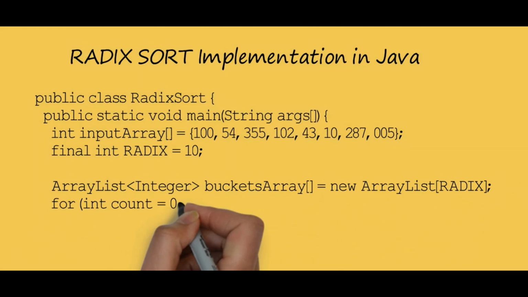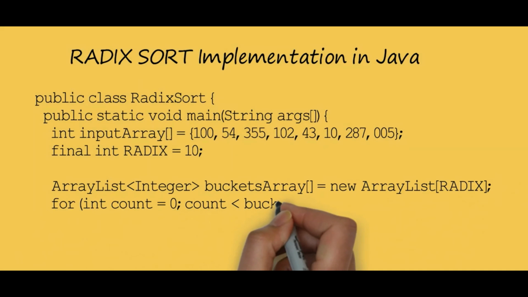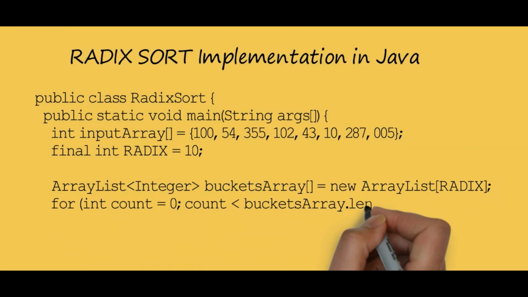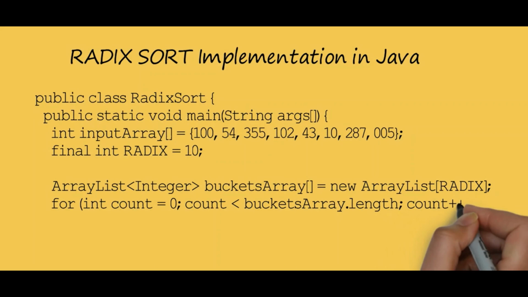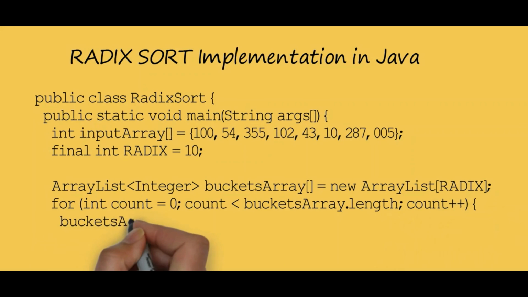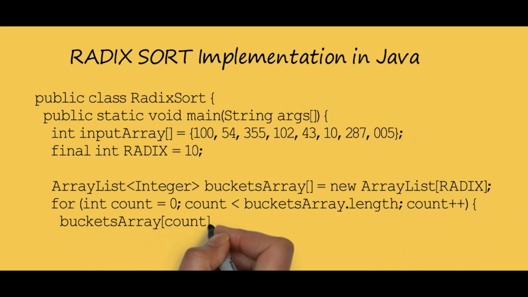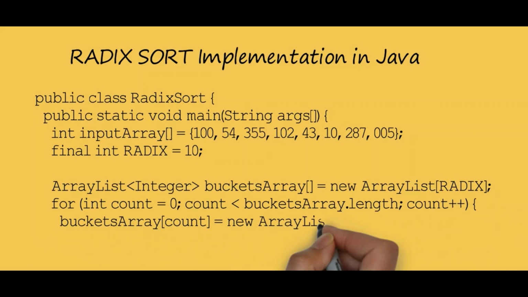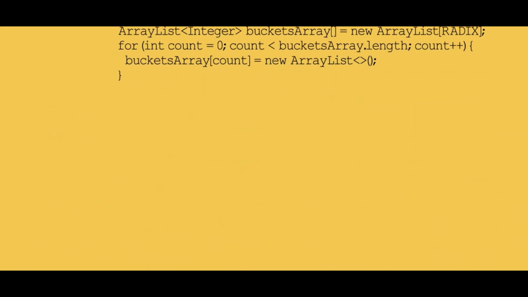So we have an array list for every bucket, and we have an array of these buckets of size radix because we have 10 buckets. Next what we do is we initialize each and every bucket, which is nothing but an array list, by assigning it a new array list of integers. So now we have our buckets ready to fill in the numbers.